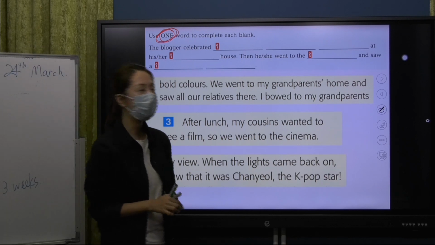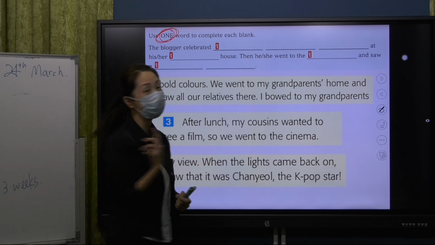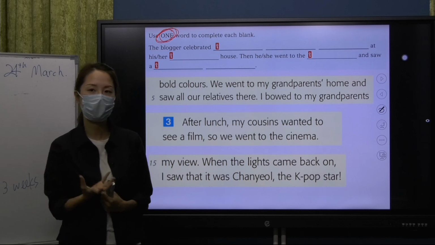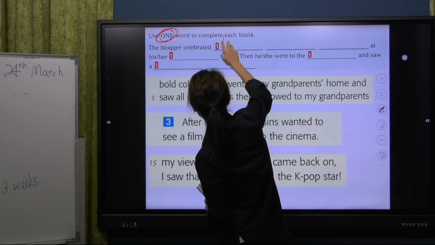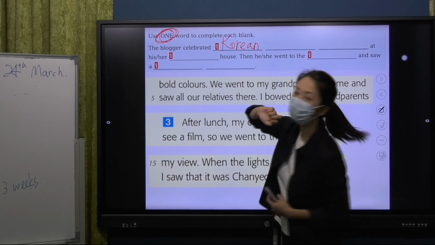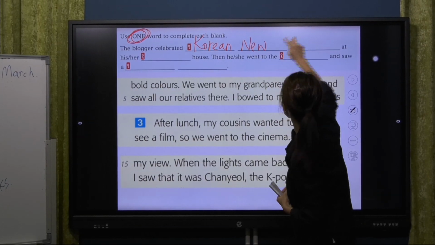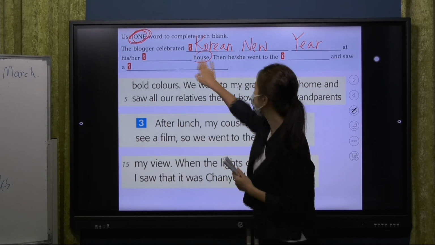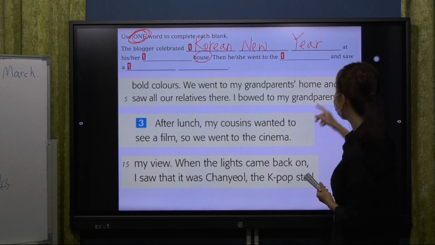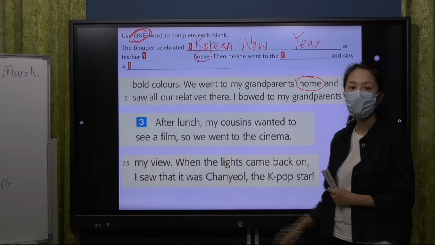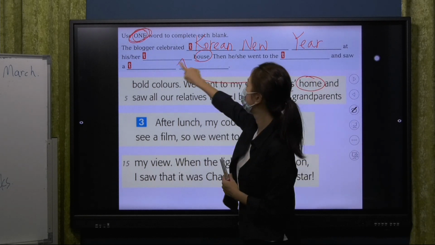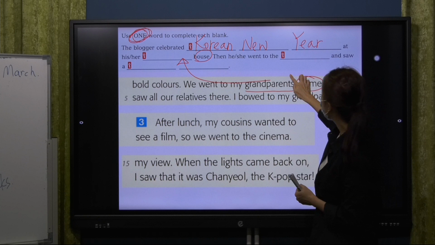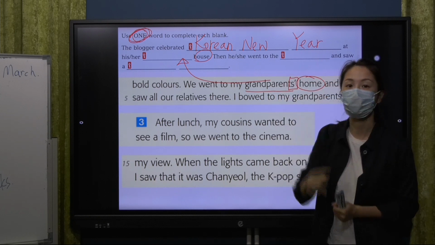So let's look at the first one. The blogger celebrate, 慶祝 what? So what is the passage about? What is the blog entry about? So the blogger went back to Korea to celebrate the Korean New Year, right? At her or his house. So what is the meaning of house? It means home, right? So the answer here should be grandparents, right? Grandparents. Do not forget the S and apostrophe, okay?